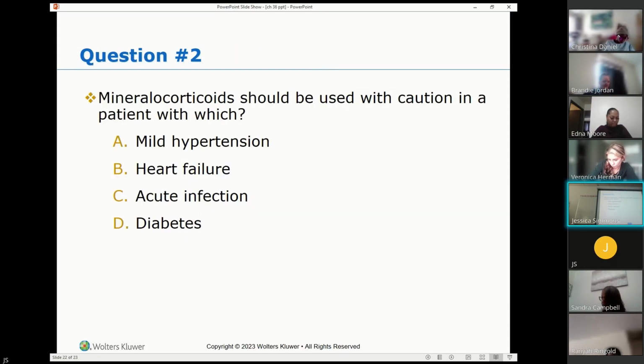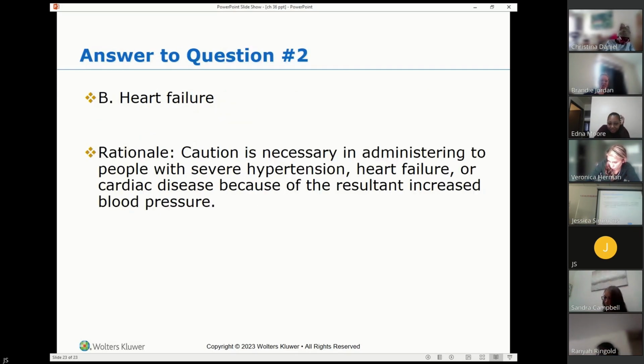Mineralocorticoids should be used with caution in a patient with what? The answer is B. So you want to use caution in administering to people with severe hypertension, heart failure, or cardiac disease because of the resultant increased blood pressure, because of the increased fluid volume.